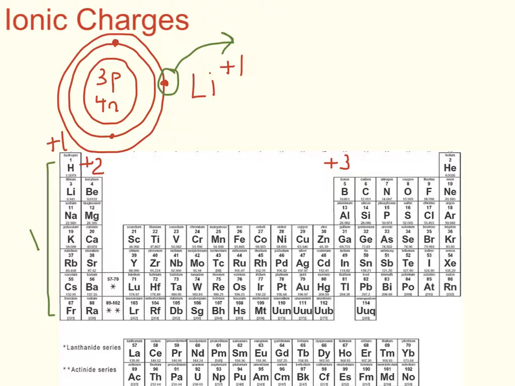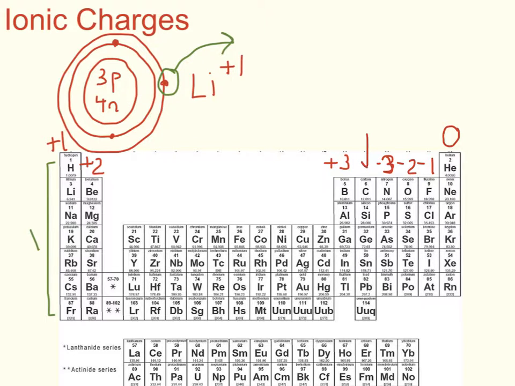Now we're going to scoot over here to the noble gases, so column 8A. Okay, they already have a full valence shell, so they don't want to gain electrons and they don't want to lose electrons. So they have no charge whatsoever. The column with fluorine will add 1 electron to have a -1 charge. The column with oxygen will add 2 electrons to have a -2 charge. The column with nitrogen will gain 3 electrons to have a -3 charge.